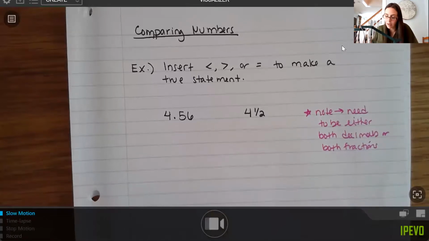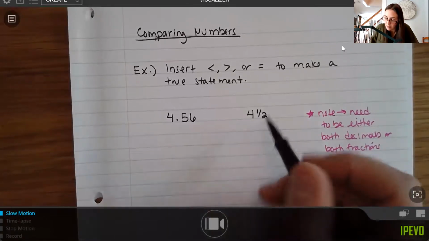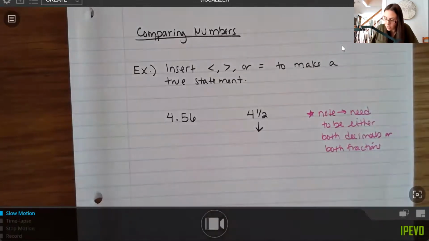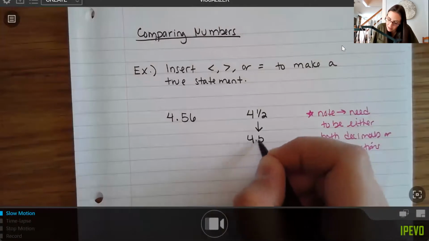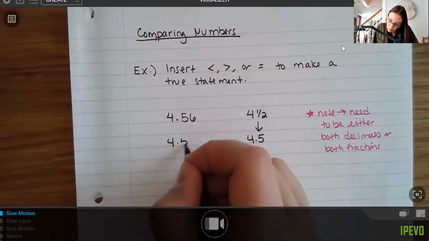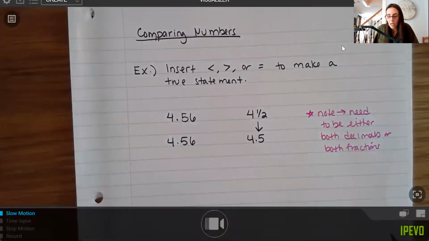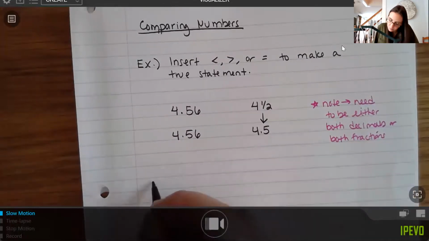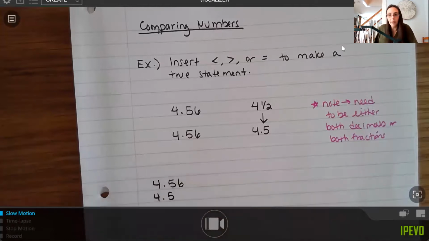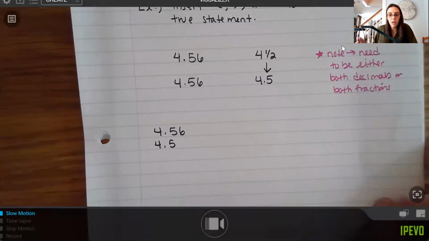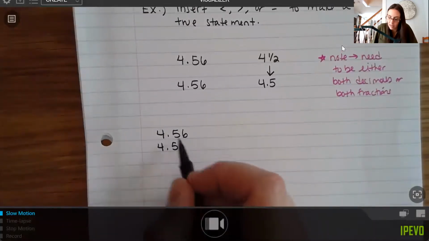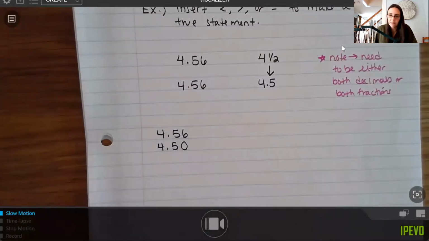So you can do it either way. So I could make this a decimal. So if I do out my division here, we've seen the 1/2 before is already 0.5. So I can rewrite that as 0.5. And now I can compare 4.56 and 4.5. So how do I do that? If you're struggling to figure it out, then what you want to do is line them up by the decimal point like it is here. And anything that doesn't quite line up, you're going to use zeros to help you fill in. And then you're going to go column by column.